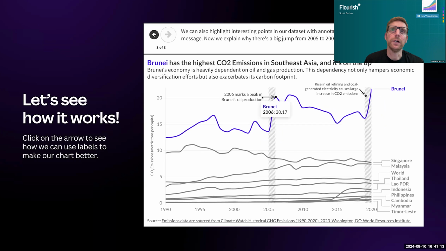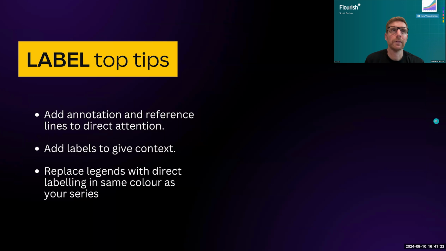And now we've put in some nice annotations just to tell the user when these big moves happened, and give them a bit of context about why that happened. Okay, so our label top tips: add annotations and reference lines to draw attention, add labels, and replace legends where you can with direct labeling.